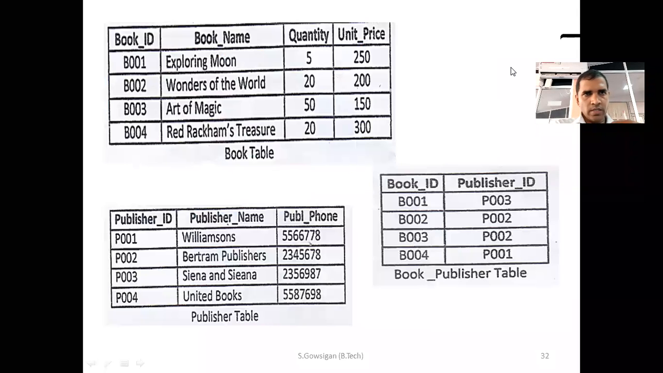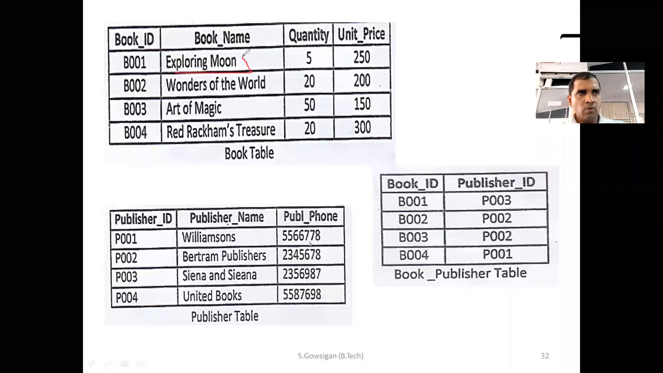Right, you have three tables: book table, publisher table, book publisher table. So can anyone tell me the primary key of book table? Book ID. Is it book ID? Yes, it is book ID because look here, this table has book details. Book ID there, book name there, quantity there, unit price there. So if a number is given for one book, that never be given for another book.